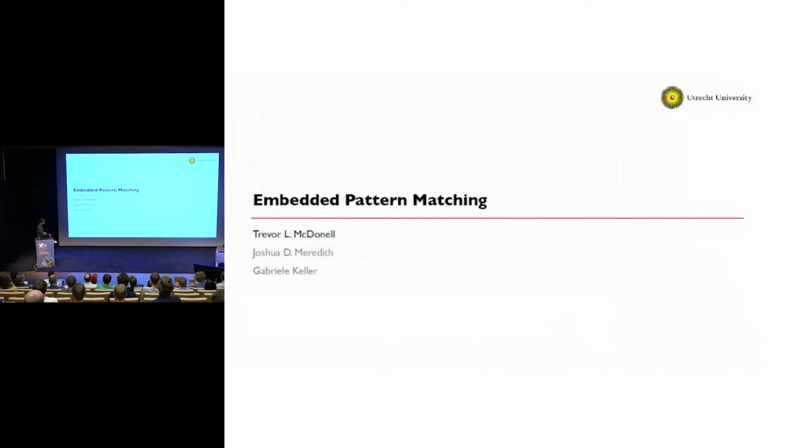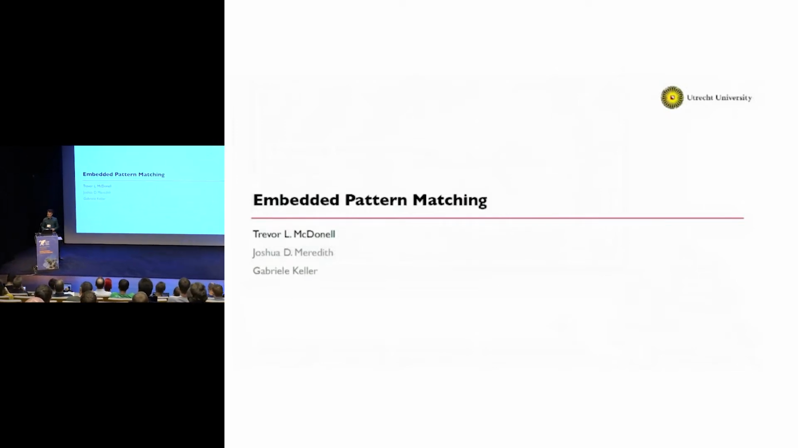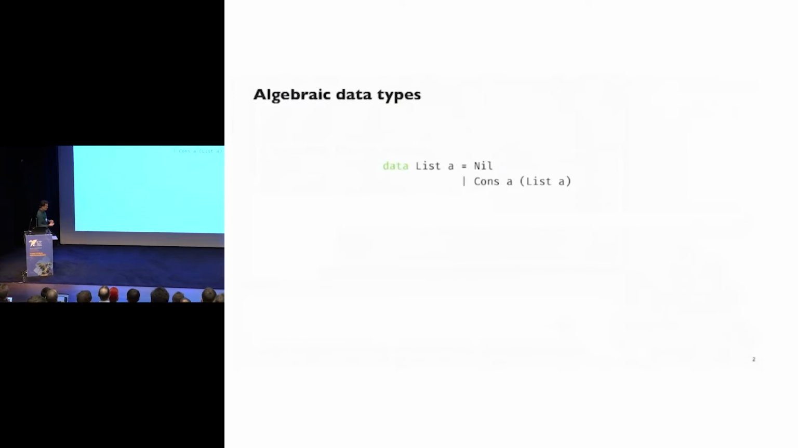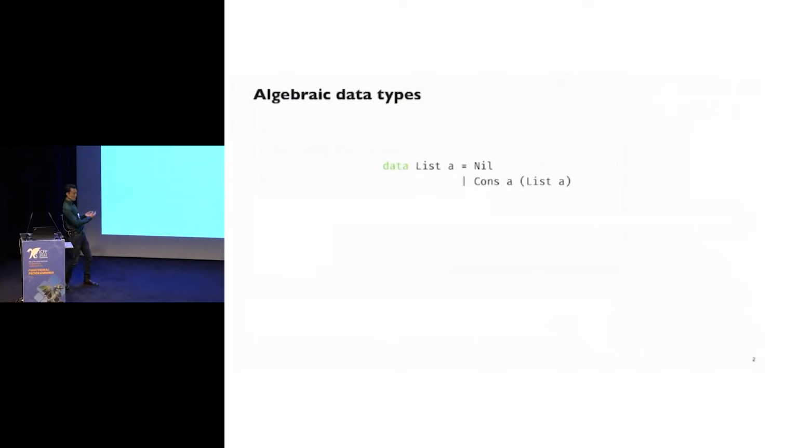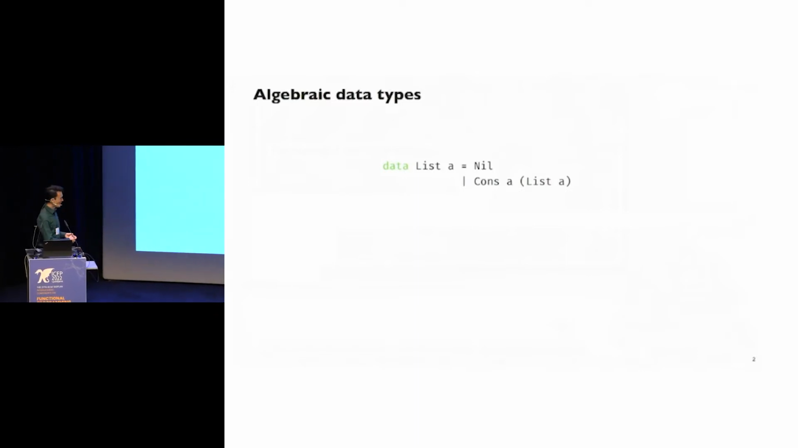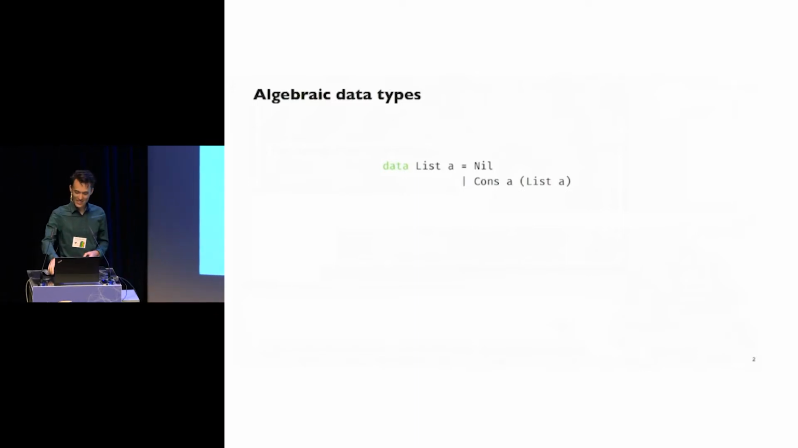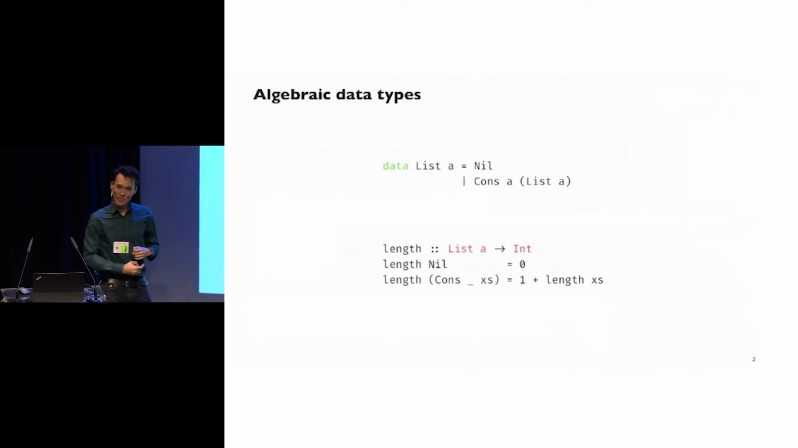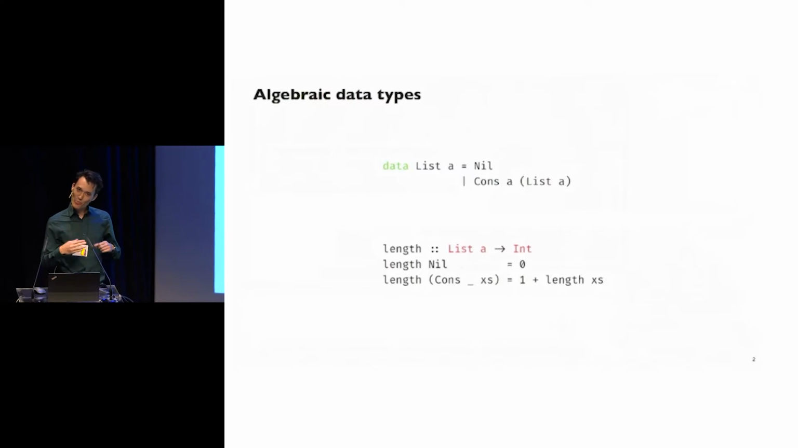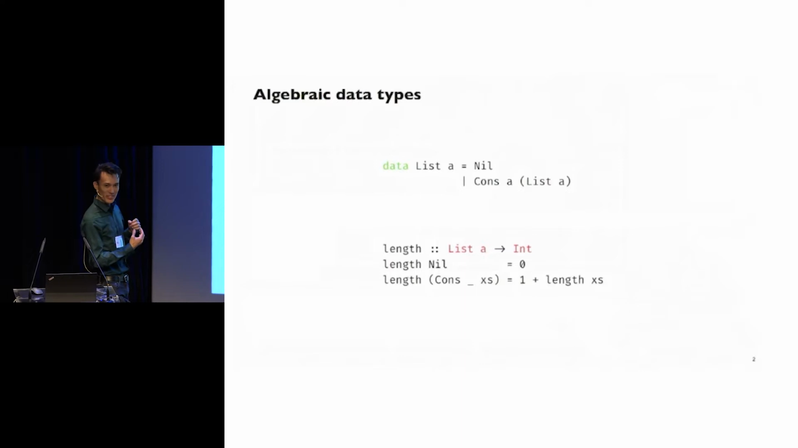So this is some work that I did with my colleagues Joshua and Gabriele. In a functional language like Haskell, we have these algebraic data types. Here I can define a singly linked list like this, and I can write some kind of function over this by pattern matching on each of the constructors, right? So this is sort of bread and butter for functional programmers. I don't think it's a controversial thing to say that this is quite nice.